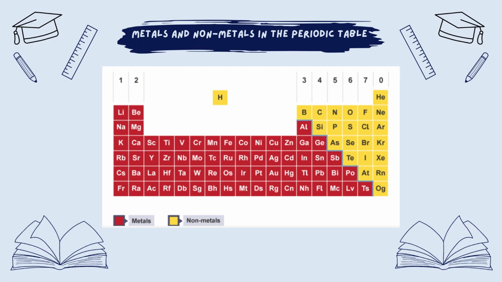On the screen now is the periodic table. The ones in red are the metals and the ones in yellow are the non-metals.